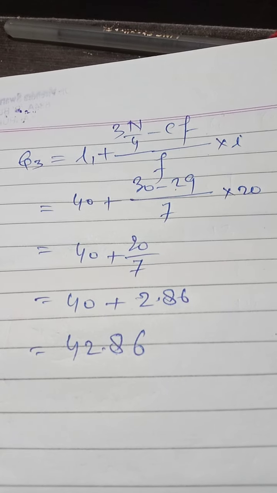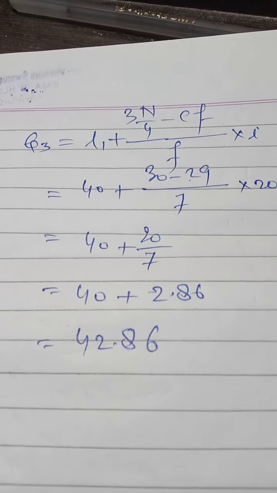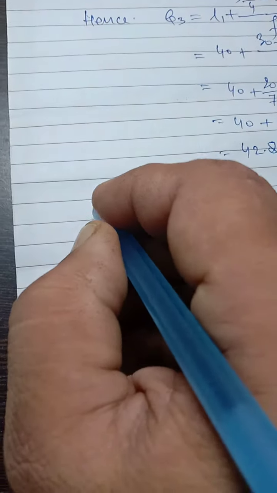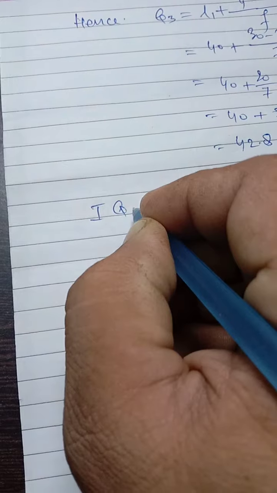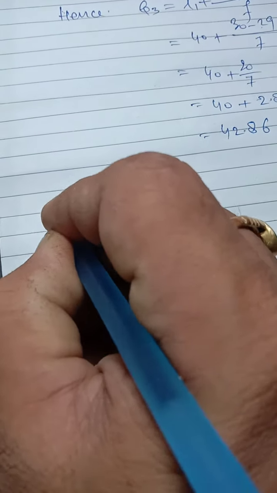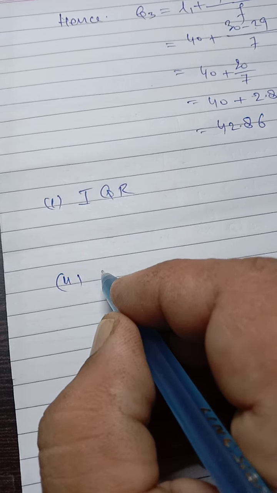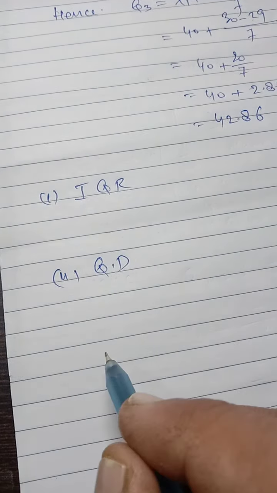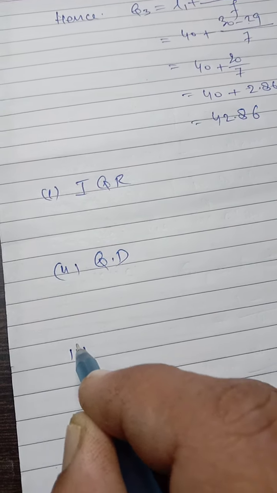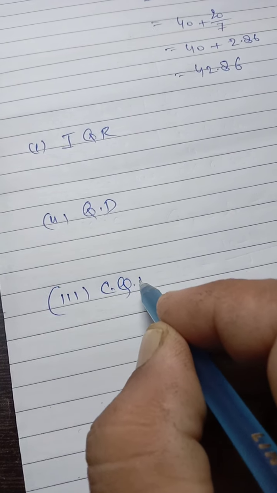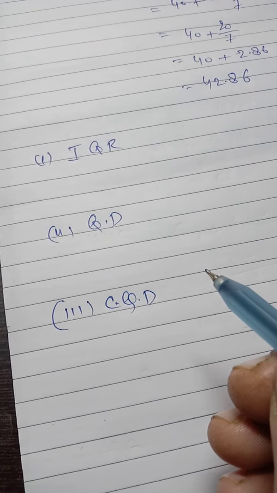50% work we have done, but no marks will be allotted up to here because whatever things are demanded, we are still not getting them. So what we have been asked, we require IQR, QD and CQD. IQR, interquartile range, we first require. Second we require QD, quartile deviation. And the third part of the question, we need CQD. CQD means coefficient of quartile deviation.